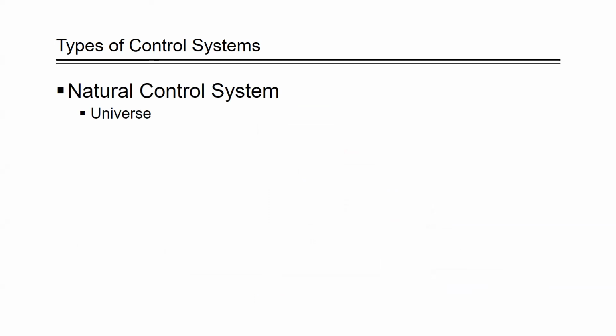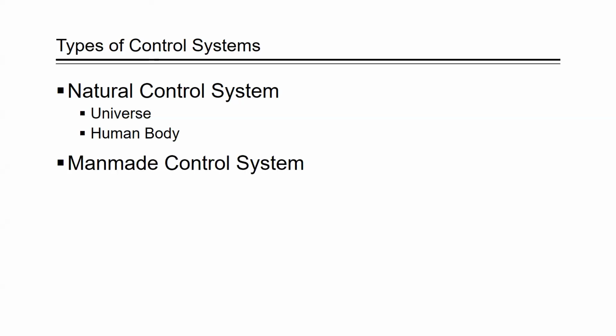So a natural control system is a system that happens biologically, just similar to our natural universe or the human body. It's a biological control system, not created by man itself. However, man-made or artificial control systems are systems that are created by human beings, such as control systems found in vehicles, control systems found in aeroplanes, and control systems found in robots.